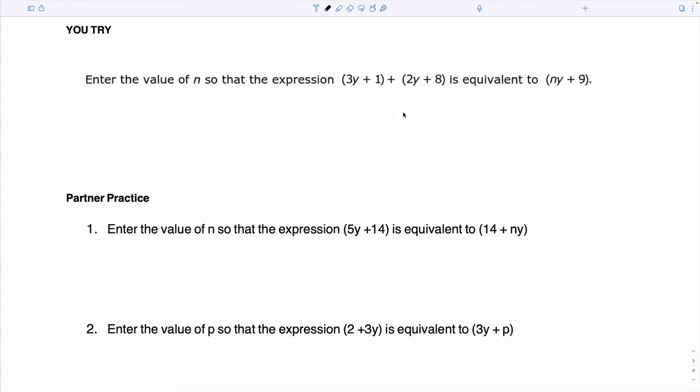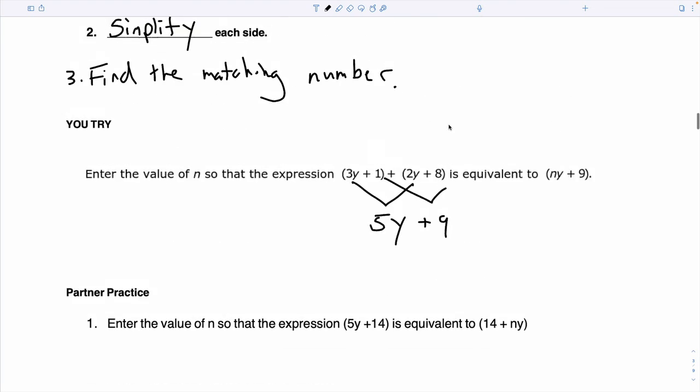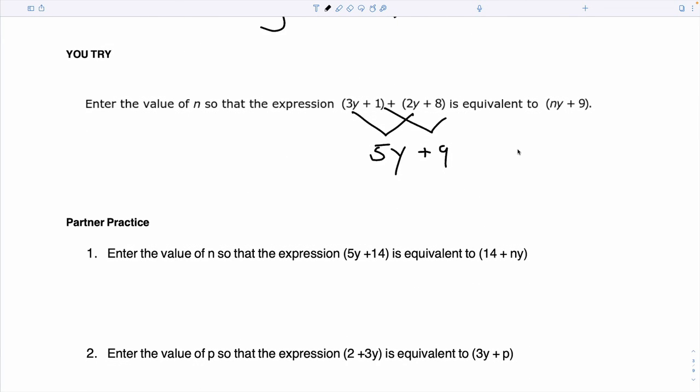Okay, let's go to step number 1. Help me out, Mason. What did you do on the left side for the first expression? Okay, so we had to simplify each side. We just simplified the left side. Let's compare it. What number makes this equation true, Aiden? Or makes this expression true? Aiden? You said it. What number would make this expression true? 5 would go in here. So n has to be 5. That is your answer. Partner practice starts now.